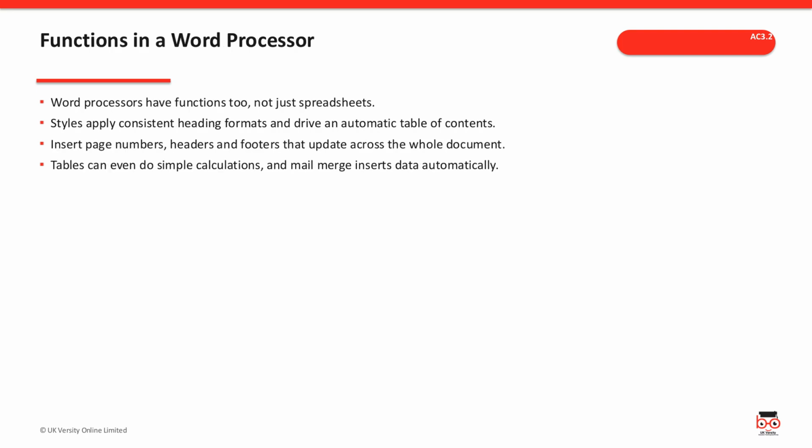It's easy to forget that word processors have functions too, not just spreadsheets. Styles apply consistent heading formats and drive an automatic table of contents that renumbers itself as you write. You can insert page numbers, headers, and footers that update across the whole document. And tables can even do simple sums. Mail merge is the standout, slotting data in automatically to produce personalized documents at scale.